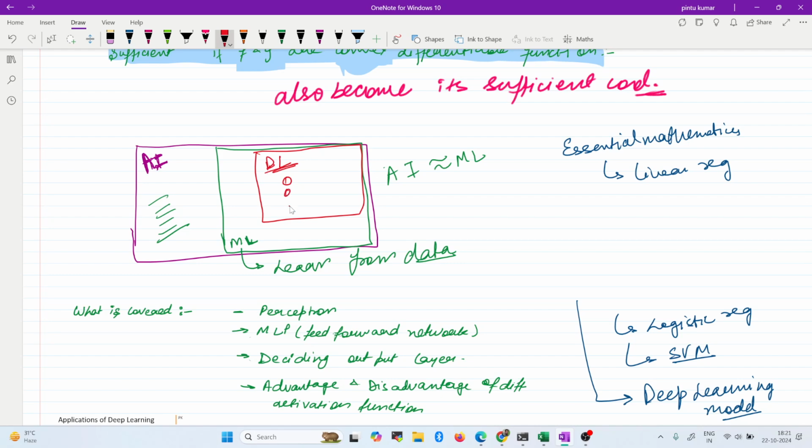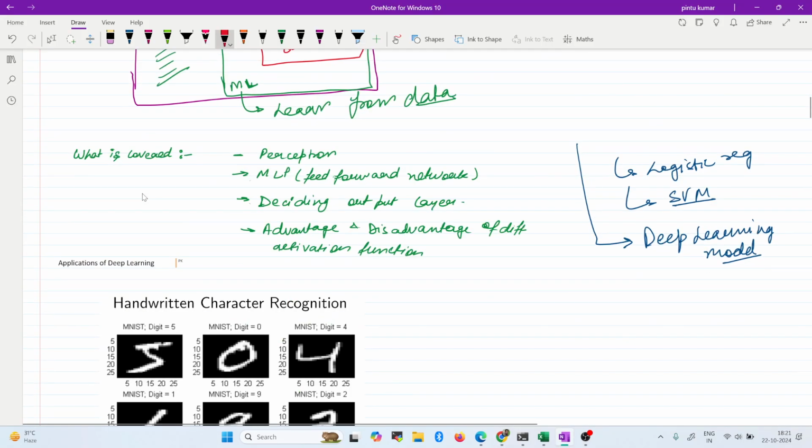Here you only work with a particular type of architecture. So what is the motivation behind that kind of architecture that we are going to talk about today? This is the broad categorization. You have AI, which is a superset of ML, which is again a superset of deep learning.